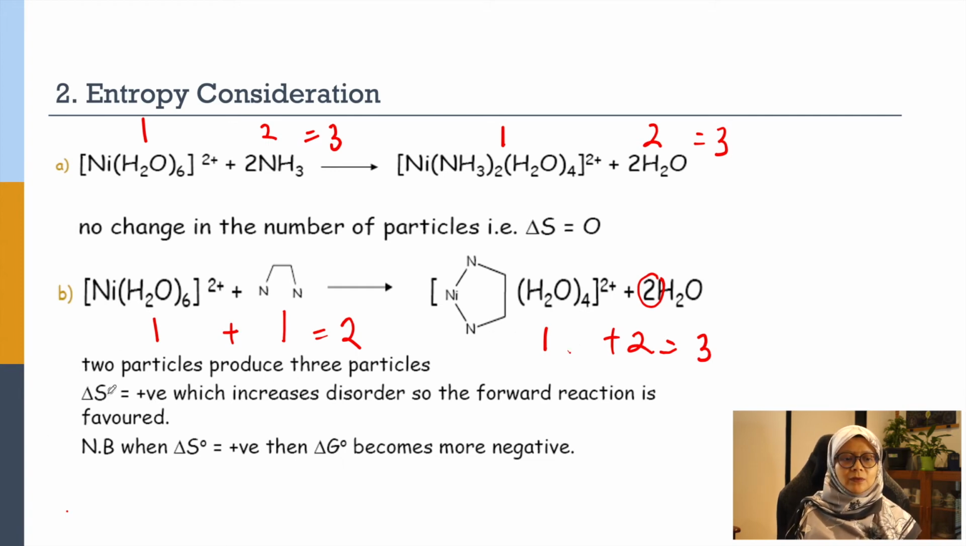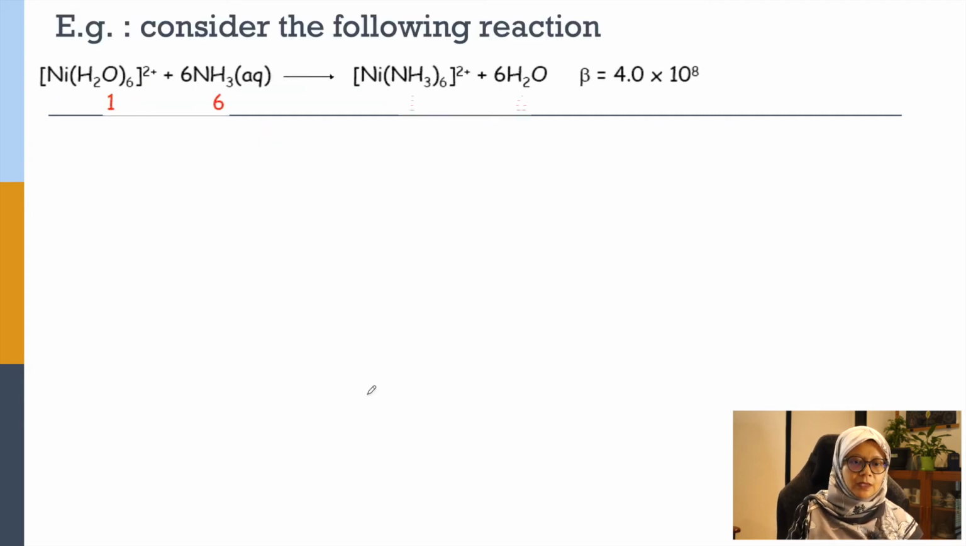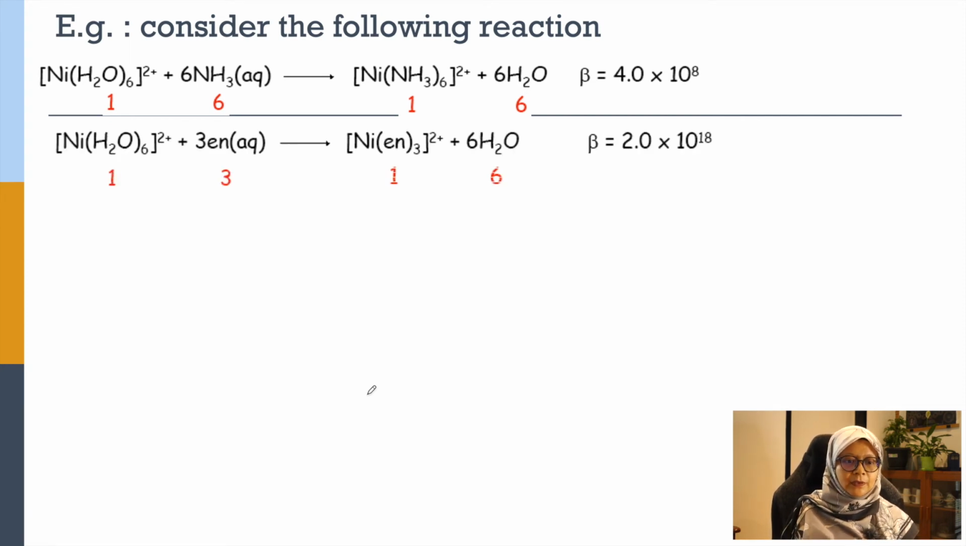And what happened to the delta S? What happened to the entropy? It is a positive value, which increases disorder, the degree of randomness. So the forward reaction is favored. And then when the delta S is positive, the delta G will become more negative.